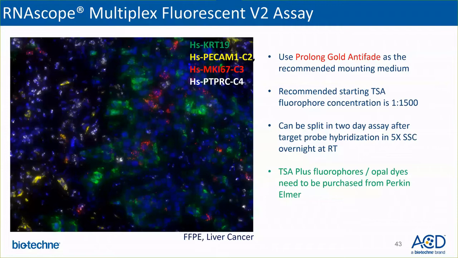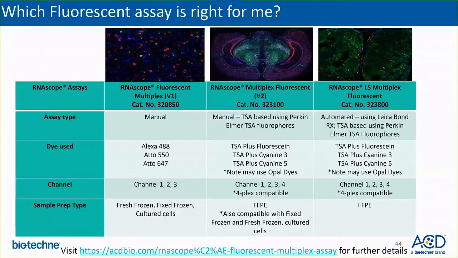Now the question is, which fluorescent assay will be right for you? The first assay, fluorescent multiplex V1, is best used with fresh frozen samples. This consists of labeled probes directly conjugated to the fluorophores. This assay allows for a three-plexing capability of three mRNA markers simultaneously in your tissues or cells.